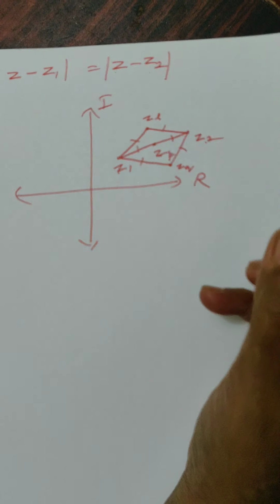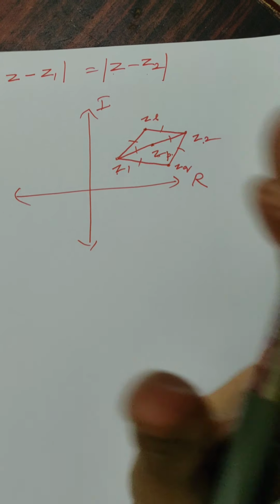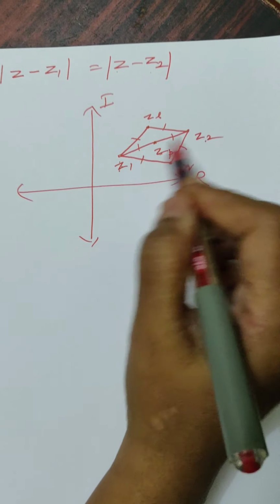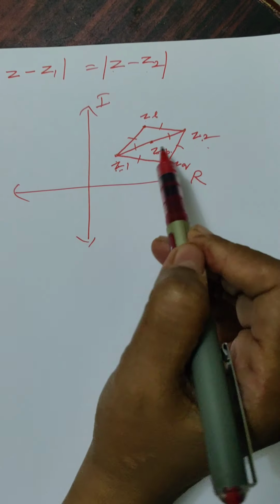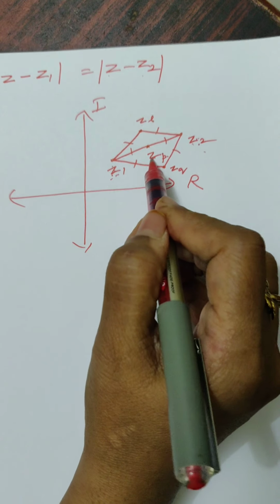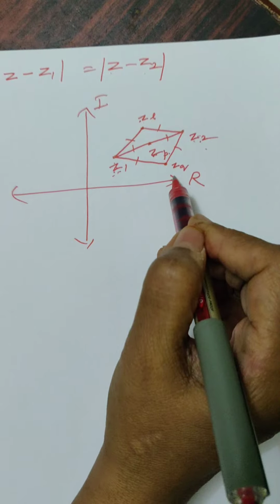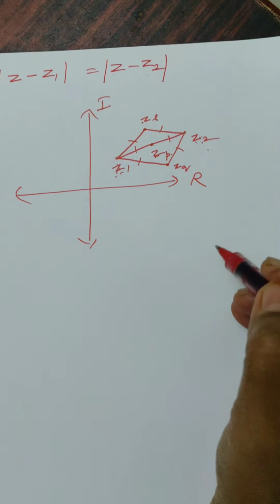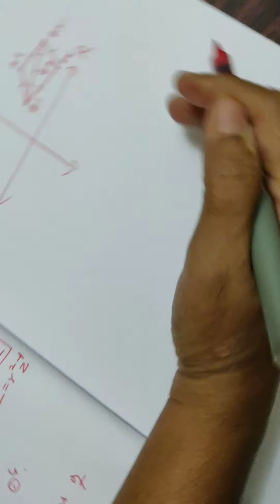What is the meaning of locus? I am going to collect all the points which are equidistant from z1 and z2. See here, I take zp, zl, zq and you are going to collect all the points. And I am going to draw a path. Just to see how I am drawing the path.